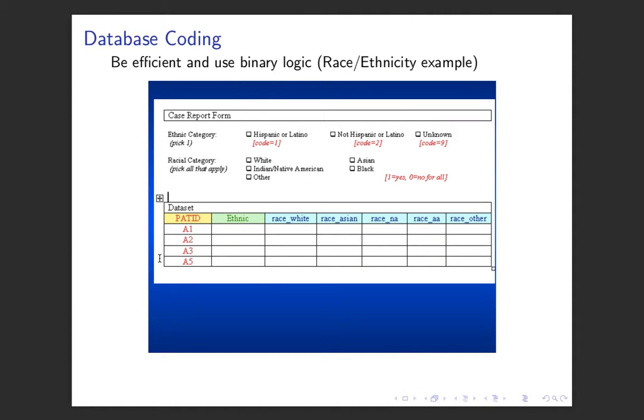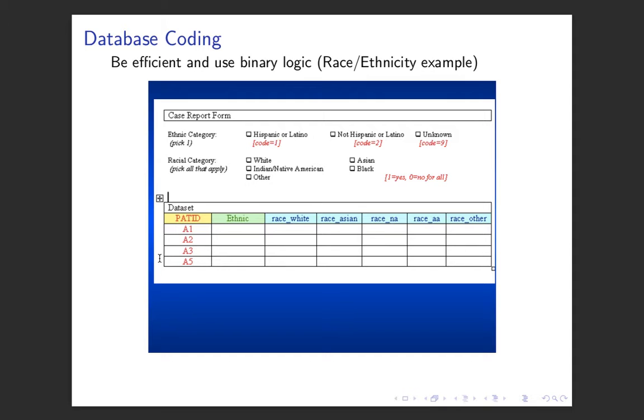Okay, so for example, if you've got a racial and ethnicity category here, be efficient. Use binary logic. So this might be the way you want people to enter it as a checkbox, and then you have to decide when you're coding how you're going to code that.